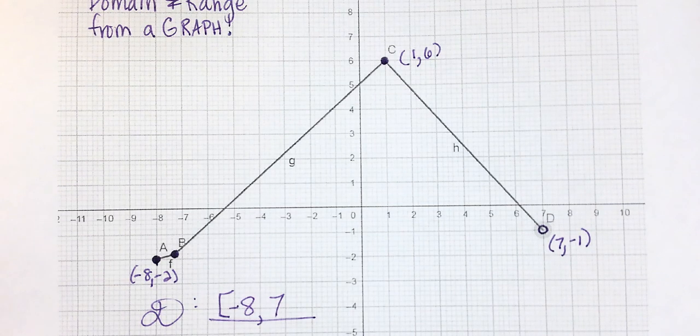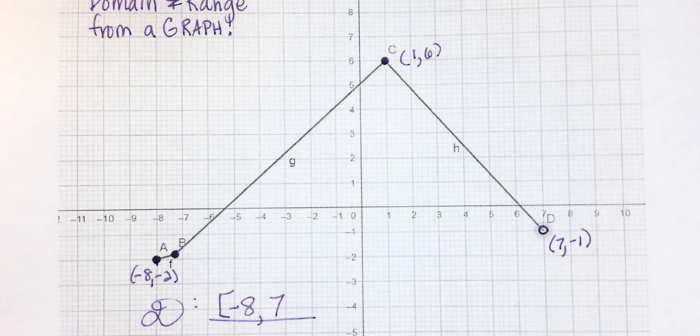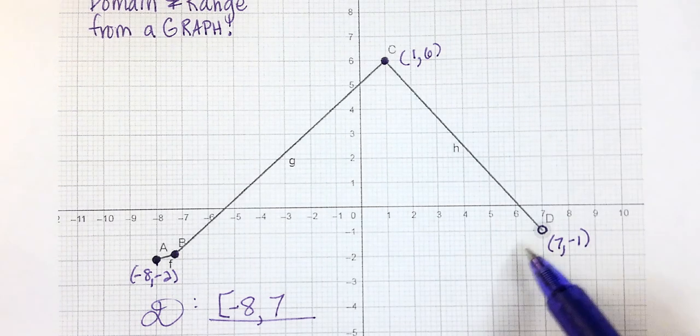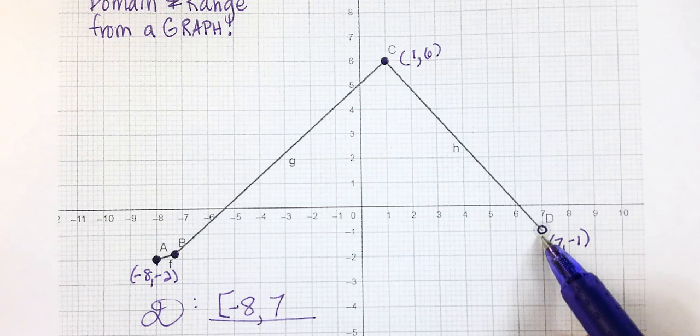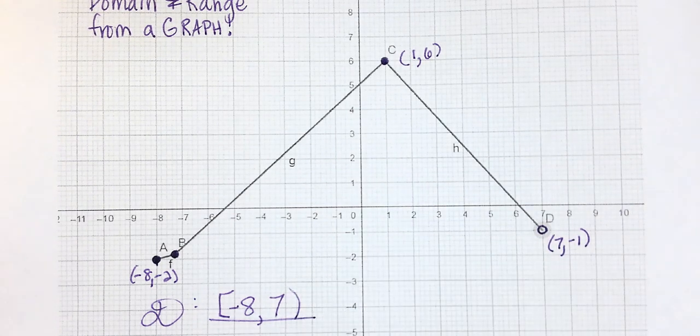Now we need to determine in the interval notation, do we need a bracket or a parentheses? We would need a bracket if this was a closed circle, but since this is an open circle, we need parentheses. So our domain for this graph is bracket -8 to 7 parentheses. So we're including -8 and not including 7.